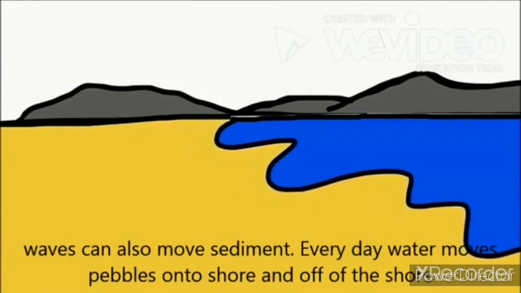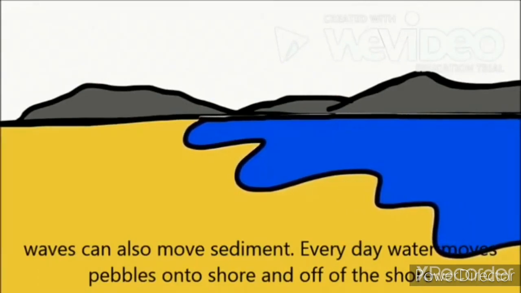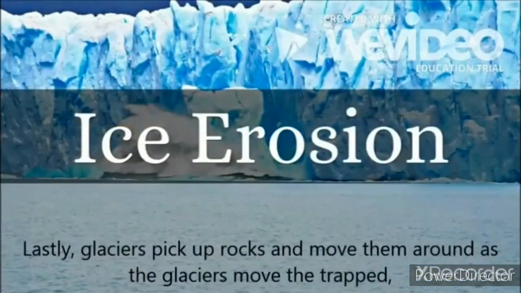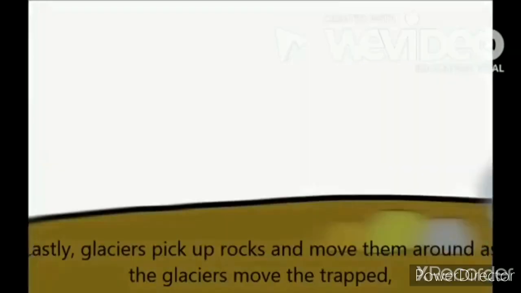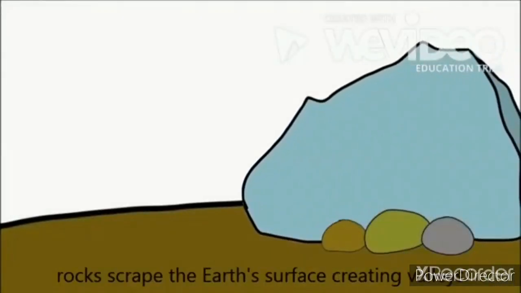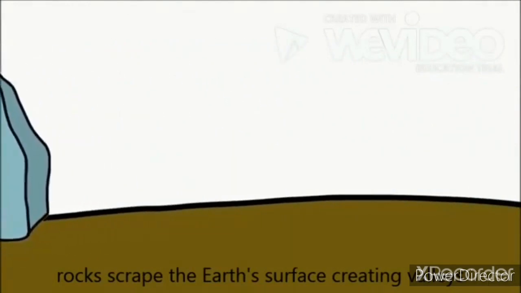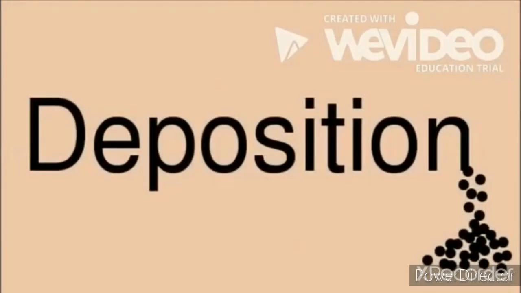Waves can also move sediments. Every day, water moves pebbles onto the shore and off of the shore. Lastly, glaciers pick up rocks and move them around. As the glaciers move, the trapped rocks scrape the earth's surface, creating valleys. Next is deposition.